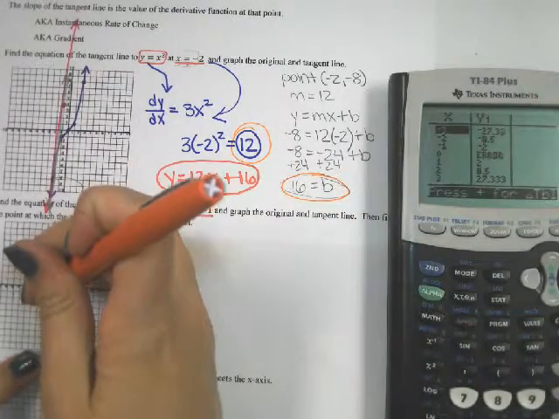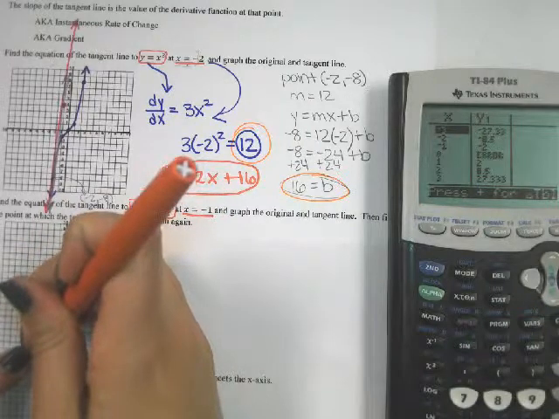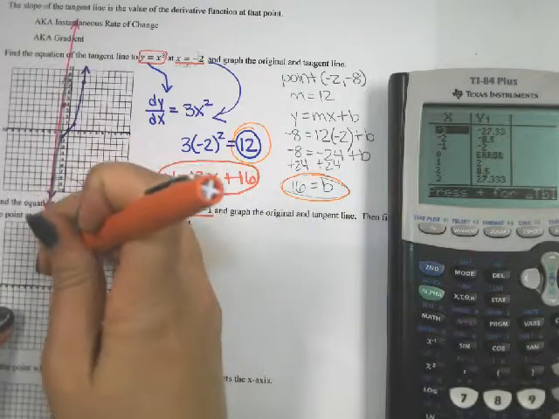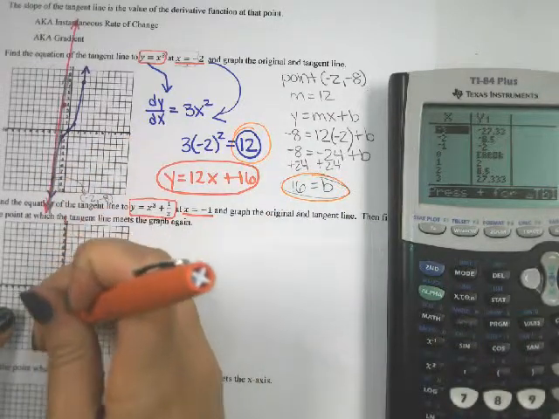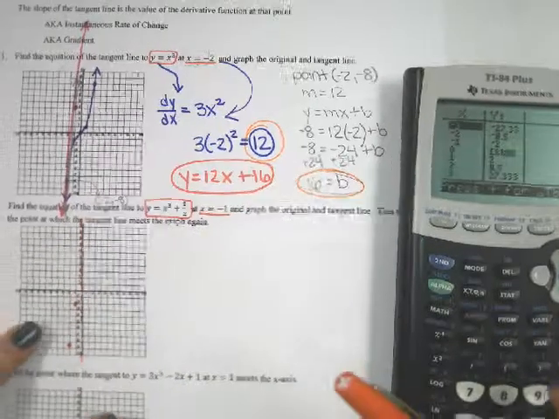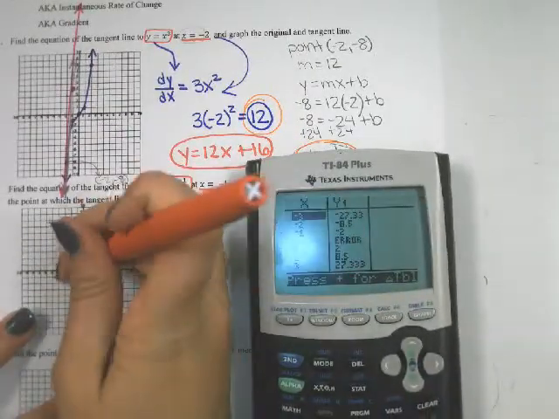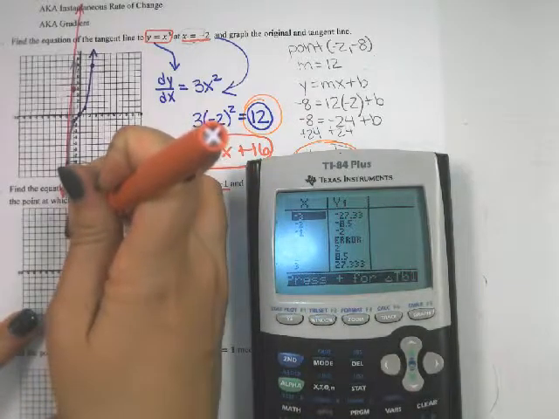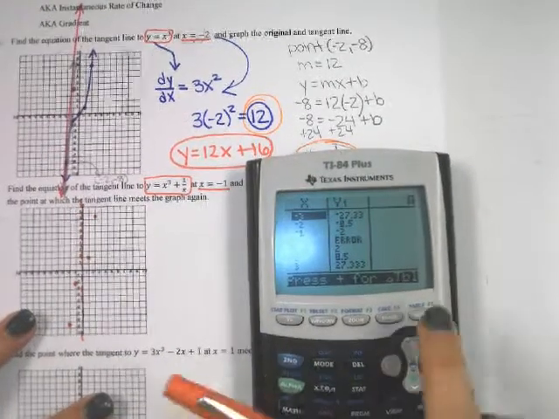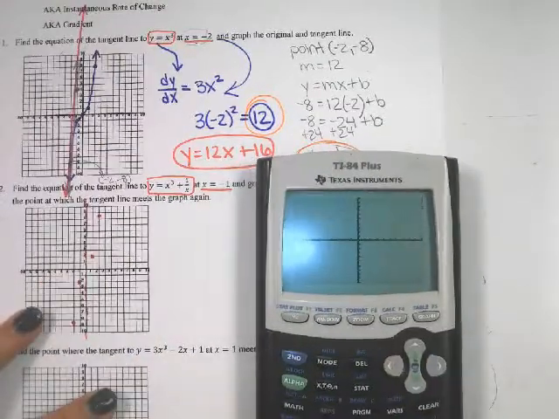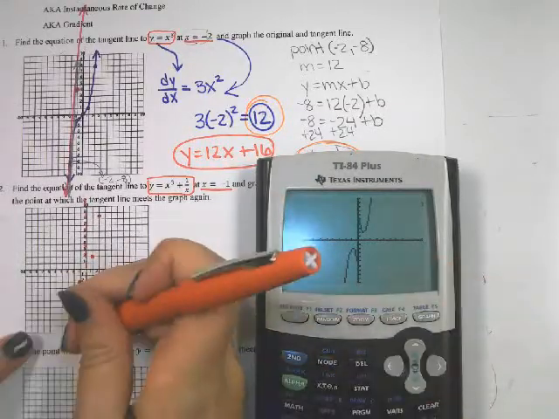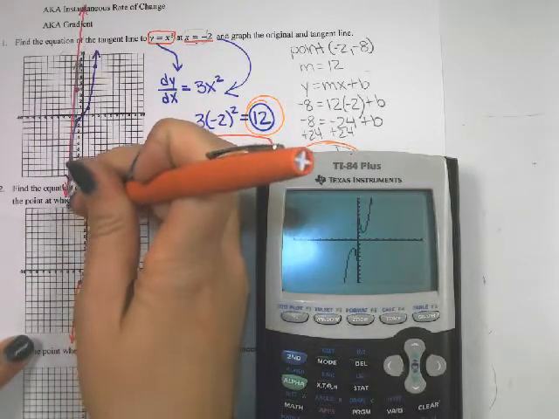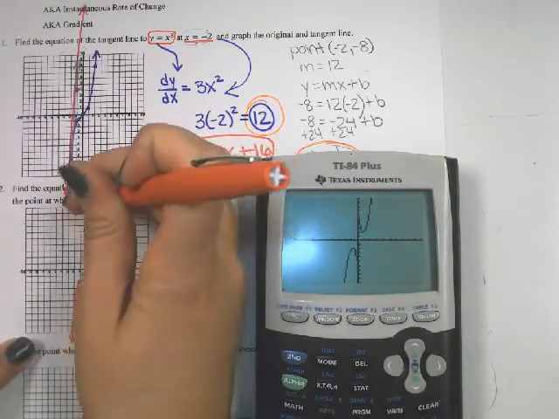So -2, -8.5. -1, -2. At 0, we have an error. Okay, that gives us a vertical asymptote. 1, 2. 2, 8.5. Seems like a little bit of a weird line here. So if I look at my graph, it looks like it's going up and then back down pretty quick, and then it's going down and back up pretty quick.